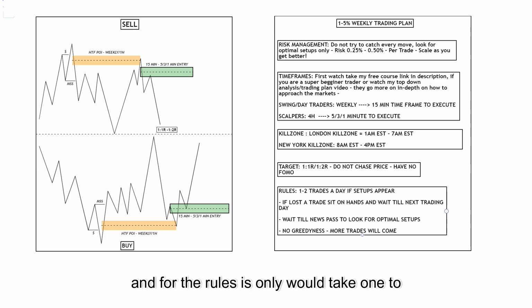It's on the channel. And for the rules, we only take 1 to 2 trades a day if the setups appear. If there are no setups, just sit on your hands. If you lose a trade, sit on your hands and wait till the next trading day. Wait till news passes to look for optimal setups, right? Never trade news, I'll say, with this right here. Always wait till the news passes and then you look for optimal setups. And have no greediness. More trades will come.